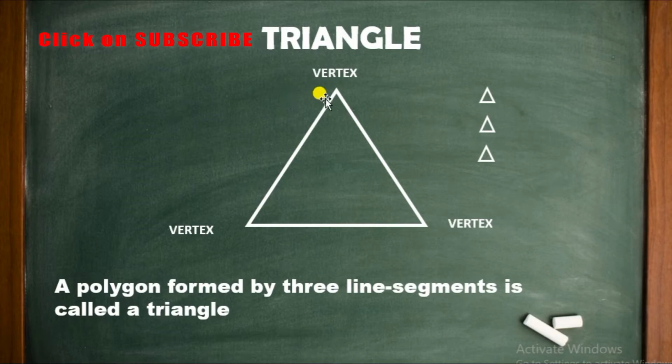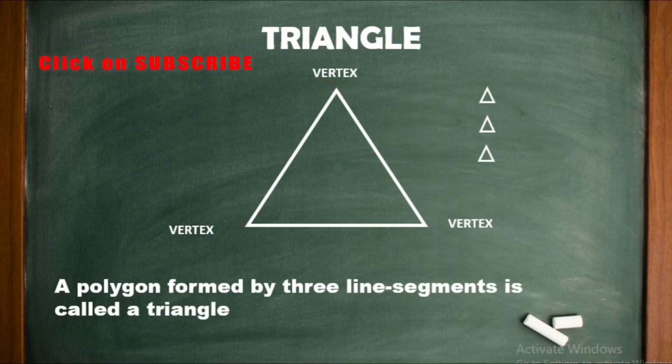Now we can see vertex. Here is one vertex, here is one vertex, and here is one vertex. So in a triangle, three vertices are there. We know what is vertex. Vertex is a point where two lines meet. These two lines meet here in this point. So this is called vertex. And in a triangle, there are three vertices, 1, 2 and 3.